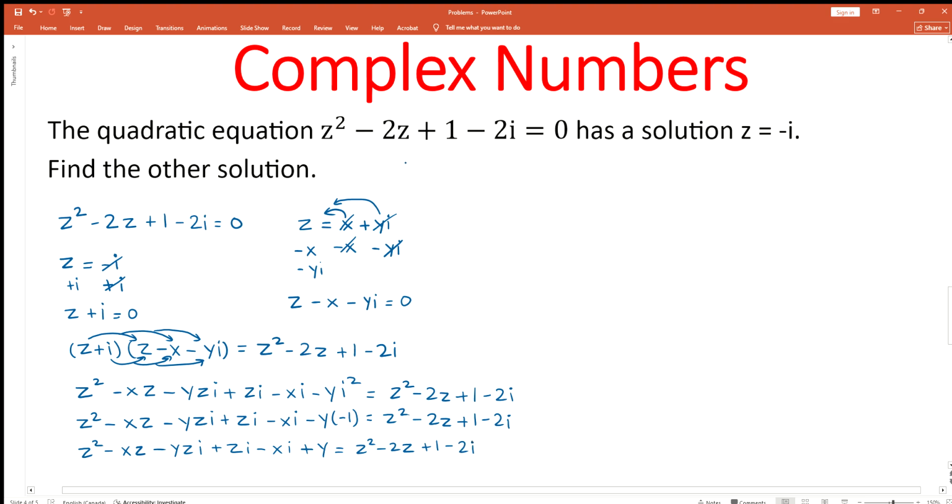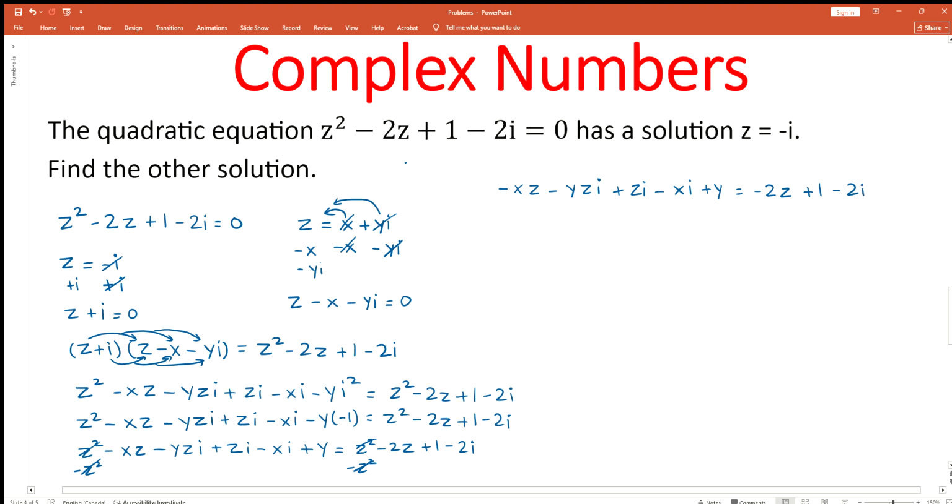Next, we can cancel out the z squared term from both sides of the equation. We can subtract z squared from both sides. I get negative xz, negative yzi, plus zi minus xi plus y equals negative 2z plus 1 minus 2i.